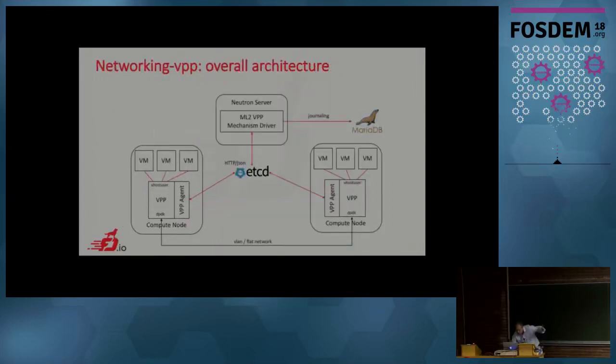I will answer. There is not a single agent for Neutron. In general, the agent on the compute node depends on the virtual switch you use. If you use OVS, you will get a Neutron agent. If you are using a regular Linux bridge, you will use another agent. We have written an agent which runs on the compute node and drives VPP. So yes, it replaces this agent, because this agent knows how to talk to VPP and knows how to talk to etcd.